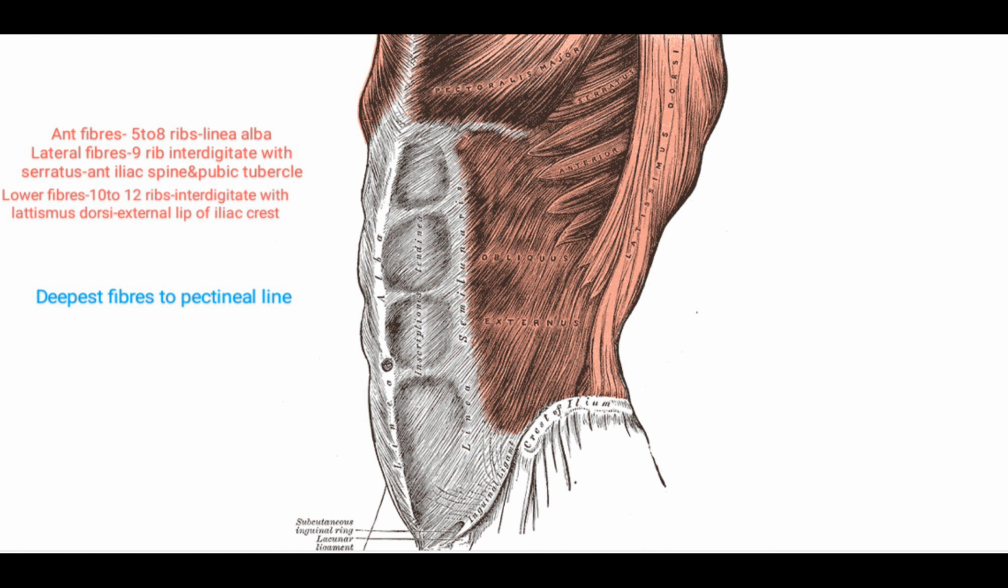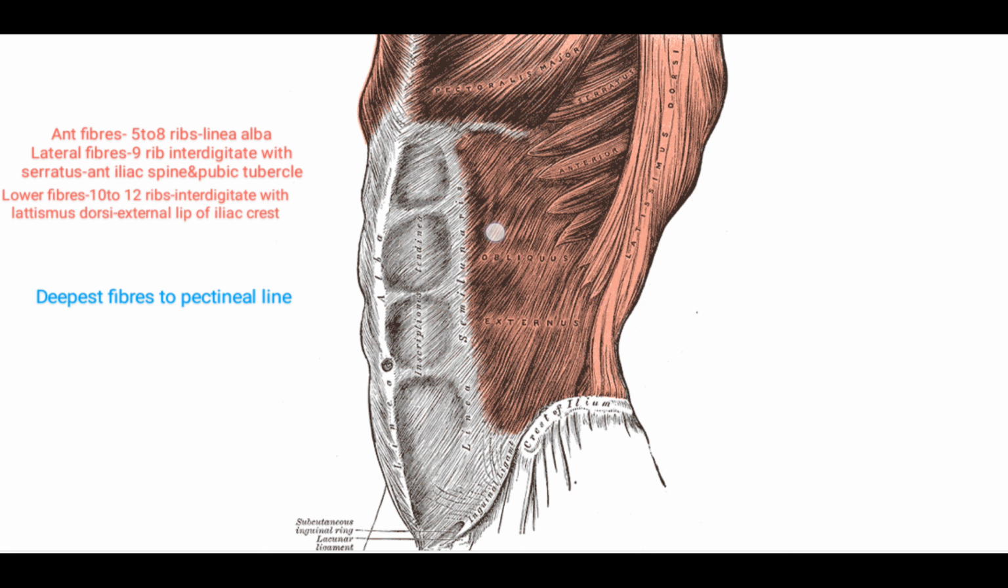And then, what is the insertion? The anterior or upper fibers, originating from the fifth to the eighth rib, interdigitate and form the linea alba. The lateral fibers pass downwards and forwards and interdigitate with the serratus anterior muscle. That is, the lateral fibers from the ninth rib interdigitate with the serratus anterior, and the lowest fibers, from the 10th to 12th rib, interdigitate with the latissimus dorsi.